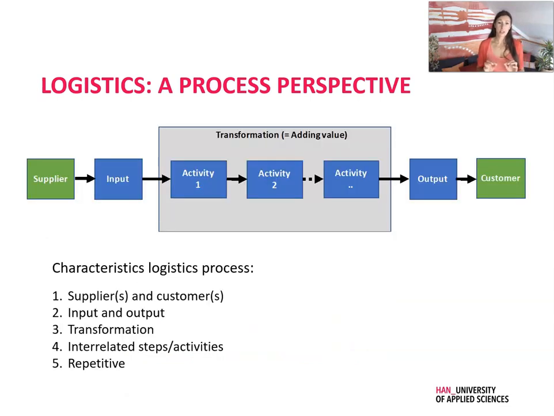A logistics process has 5 characteristics. The first one is that it includes suppliers and customers, and here they are in these green boxes at the 2 edges. The supplier also provides input, and then through a set of transformation activities, this input will result in an output, which is then the product that is delivered to the customer.